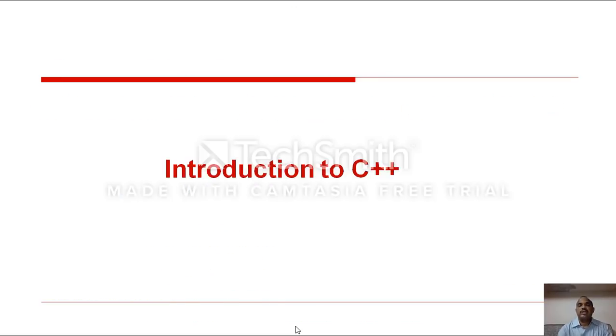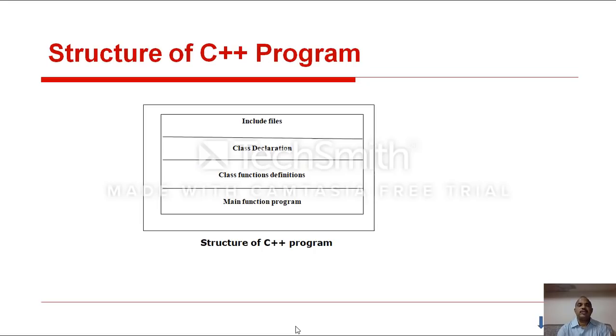So what are the topics covered in the yesterday class? Here, introduction to C++. This is the structure of the C++. So in the structure of the C++, how many parts are there? A C++ program contains 4 sections. The first section, include files. Second one, class declaration. Third section, class function definitions. Fourth section, main function program. This is the structure of the C++ program.